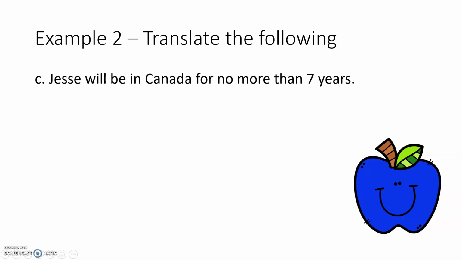All right, here's another one. And I think we should be used to no more than. So it says Jesse will be in Canada for no more than 7 years. I know my inequality symbol is this, no more than. There you go. Jesse, J, in this case, is less than or equal to 7 years.